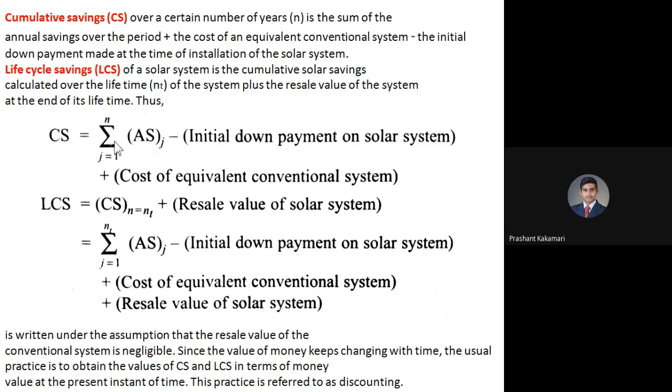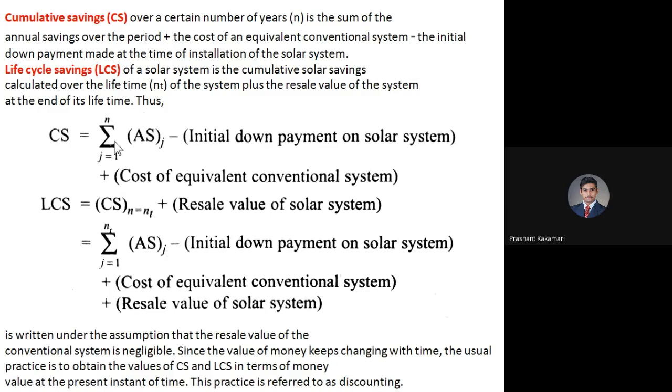Okay. So I'll repeat once again the cumulative savings, that is annual savings for a given number of years, 1 to n, minus the initial down payment on the solar system plus the cost of the equivalent conventional system if you have gone for that. If that is positive, then cumulative savings are positive. The life cycle savings, as I told you, have to consider all the cumulative savings for a number of years. Same thing, if you take annual savings for 10 years, it is also nothing but cumulative savings only, depending upon the cost of conventional as well as initial down payment.